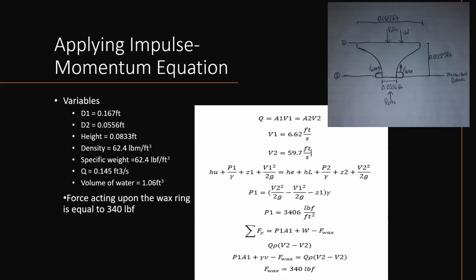So our pressure at 1 is 3,400 pound force per feet squared, and our momentum equation uses the volumetric flow rate and our change of velocities, and once those are set equal to each other with the forces in the y direction, which include the weight because we are acting up and down, we get a force on the wax ring, which is what we are currently trying to find as our unknown, of 340 pound force.